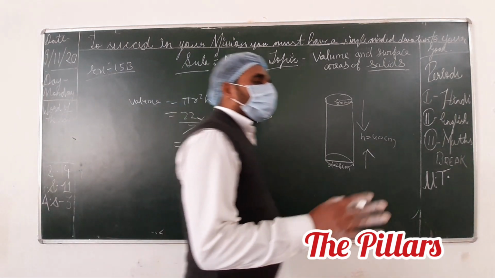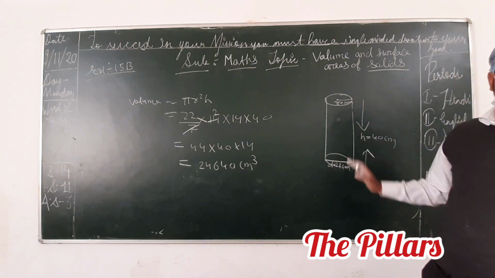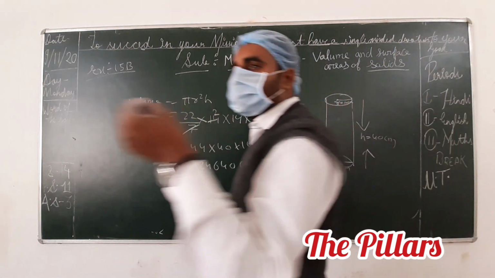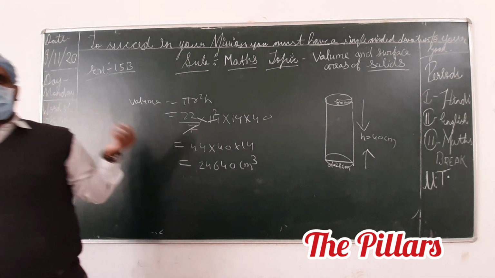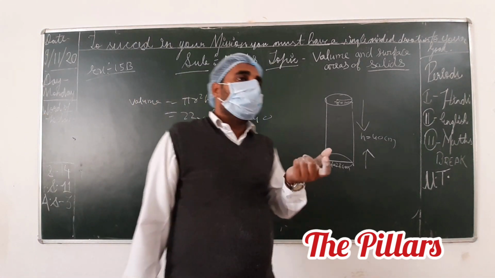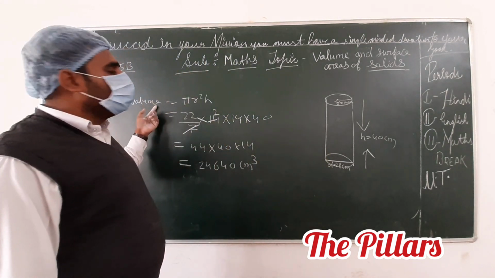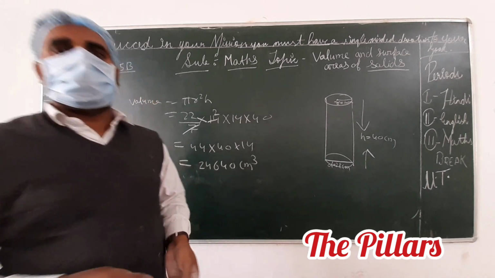You see how you calculate the curved surface area. If radius and height are given, then you have to apply the formula for curved surface area, 2 pi r h. After that you calculate the total surface area, 2 pi r h plus 2 pi r square. After that you calculate the volume of the cylinder, pi r square h. Anyone have any problem till here?